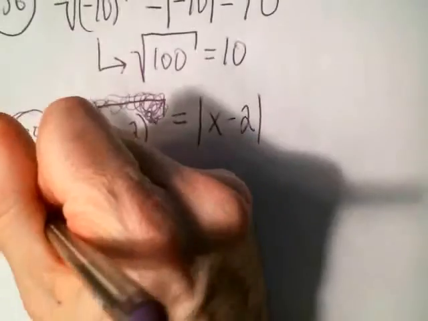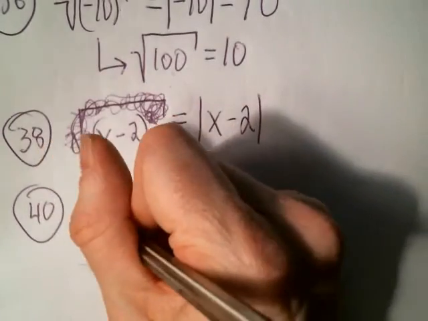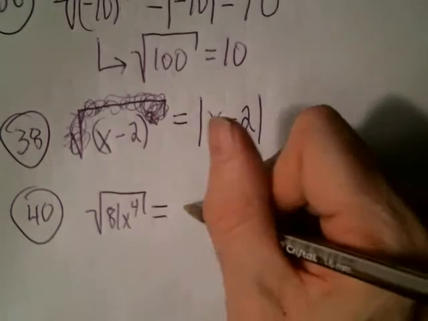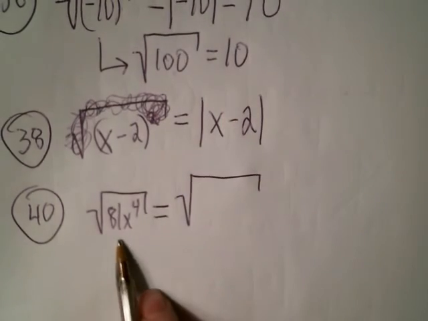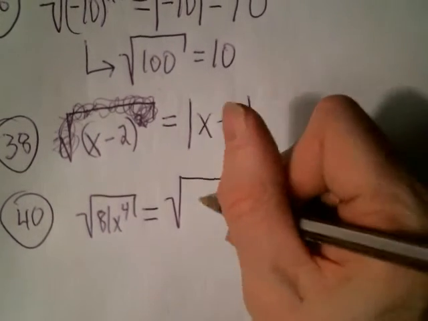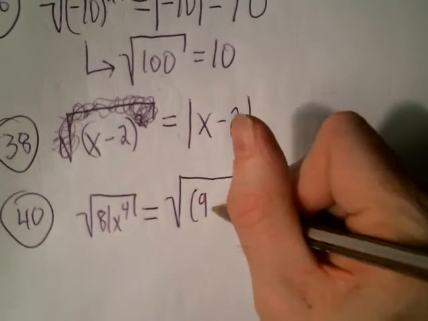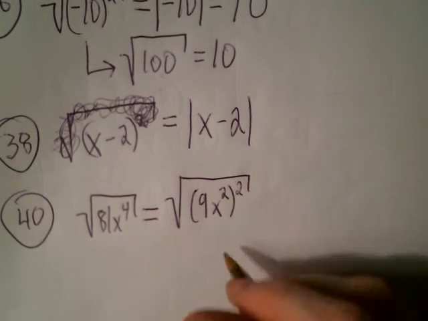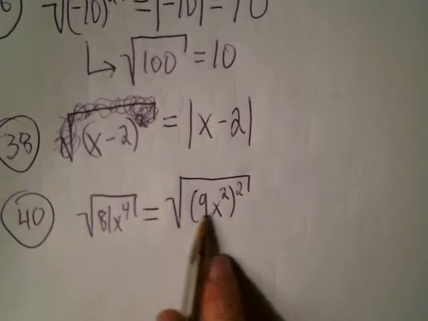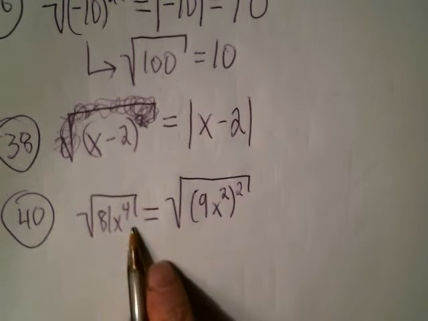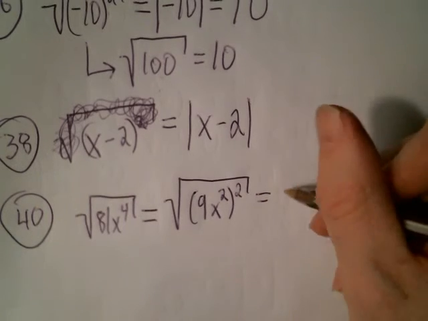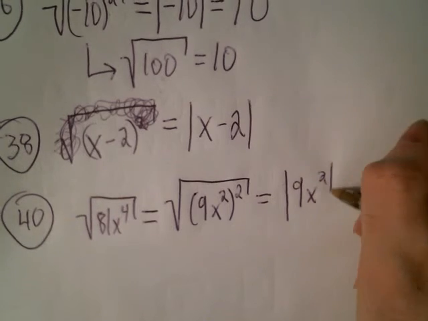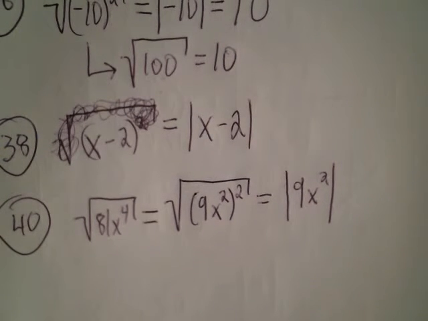So let's look at a couple more, just so it's obvious. This one I have to rewrite in the form of something squared. Okay, so it would be 9x squared, squared. So if I squared that, it would be 9 times 9 is 81, and then x squared times x squared is x to the 4th. So at the end then, I could pull out the 9x squared, and you're supposed to put it in absolute values.